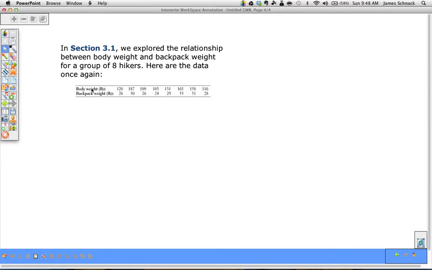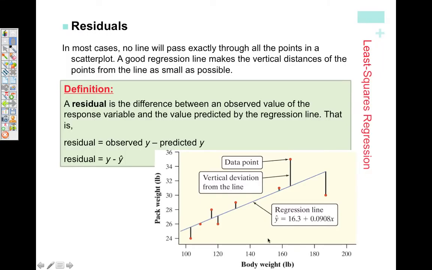So here we have this problem that we looked at in 3.1 with the pack weight. We had this data, body weight of different students and their backpack weight in pounds. So that's what this scatter plot is representing for us. Here's our regression line. We're going to look at how we come up with these numbers today.